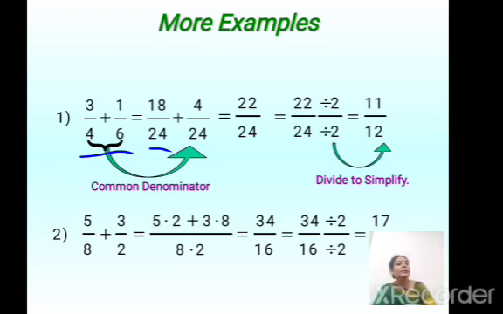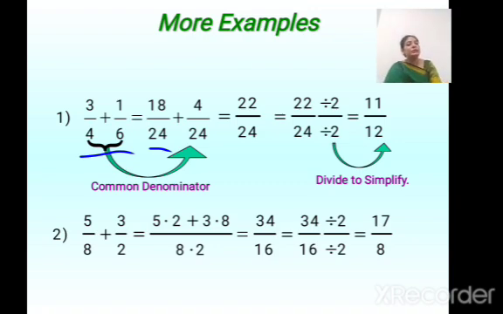Now we will divide it into the simplified form. So we will divide 22 by 2 and 24 by 2. Here the answer is 11 by 12.